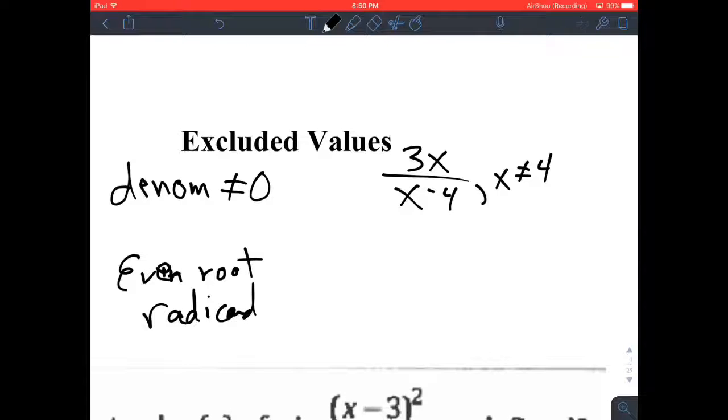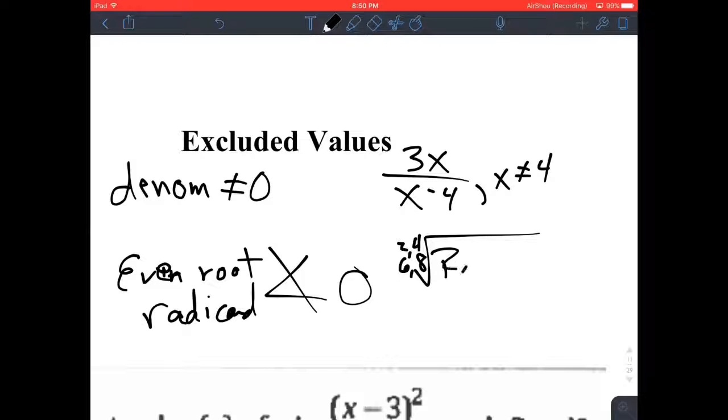You want that to be bigger than 0. So you don't want it to be less than 0. So even root means that this is either a second root or a fourth root or a sixth root or an eighth root. The radicand is what's on the inside. If you take an even root of a negative number, you get an imaginary answer. So we want the answers in here to be positive.